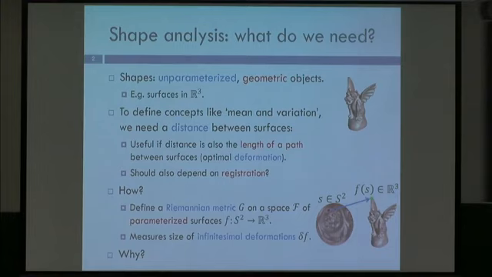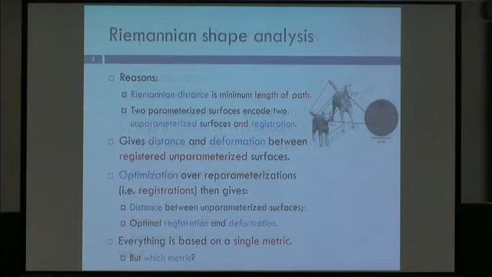So why would we do it this way? For the following reason. So we started off looking at unparameterized surfaces, but now suddenly I've introduced these parameterized surfaces, so why would I do that? Well, we use a Riemannian distance precisely because the Riemannian distance by definition is the minimizing length of a path between two shapes. So we have this idea of an optimal deformation. And we use parameterized surfaces because once we have two parameterized surfaces, we automatically encode two unparameterized surfaces and a registration between them. So that's illustrated here.